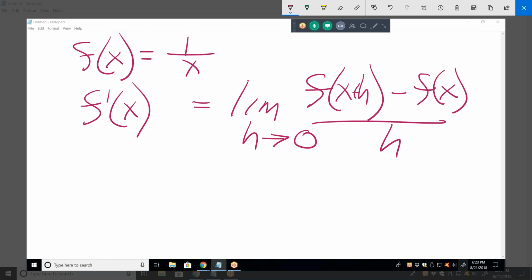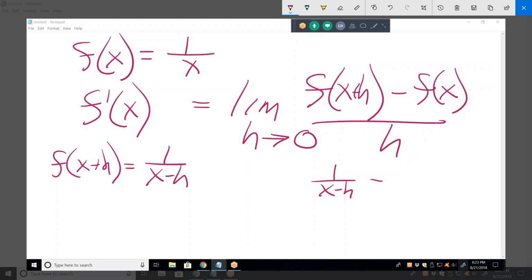The way to do these problems is just go ahead and list out what f of x plus h is. What is f of x plus h? 1 over x plus h. See our problem now? It's going to be almost exactly like the last problem. We're going to have 1 over x plus h minus 1 over x all over h. Why would it be x minus h? My fault. Sorry, I just was confused.